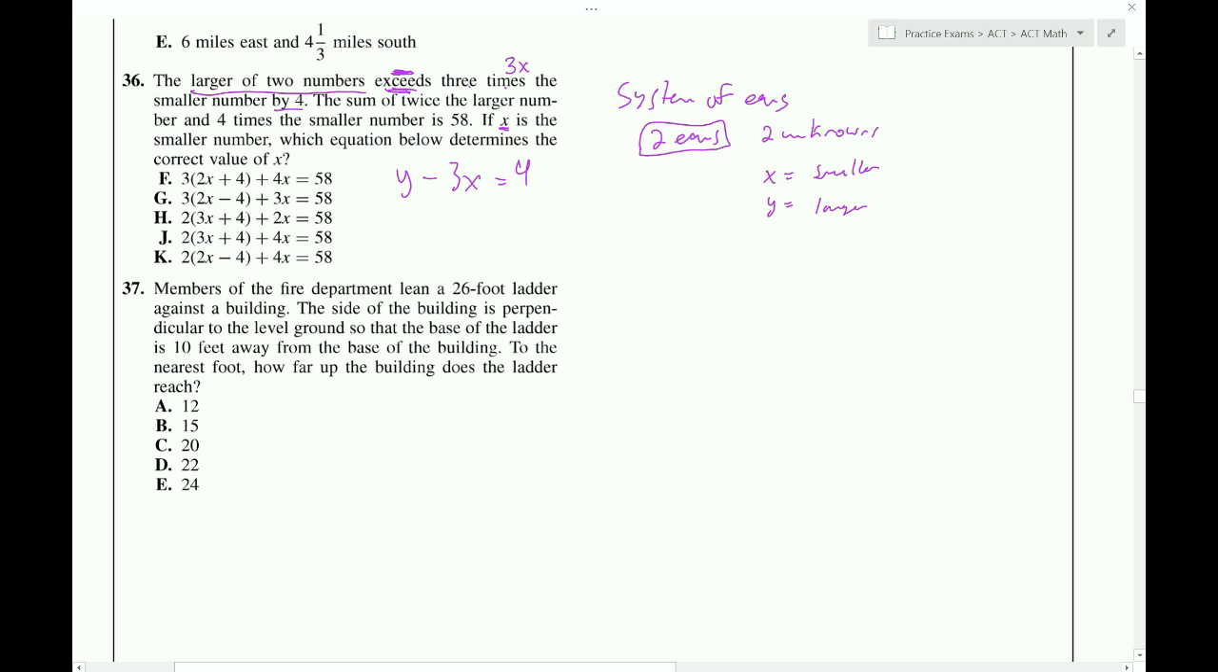Now, the second equation is coming from the second sentence. The sum of twice the larger number: twice the larger number is 2y. The sum means add with 4 times the smaller, so 4 times x. "Is" means equals 58. So now I have these two equations.